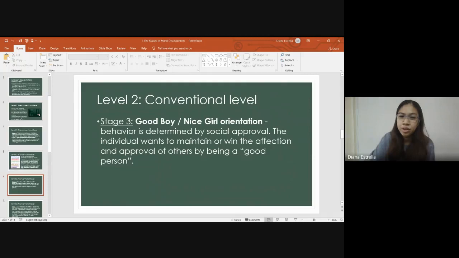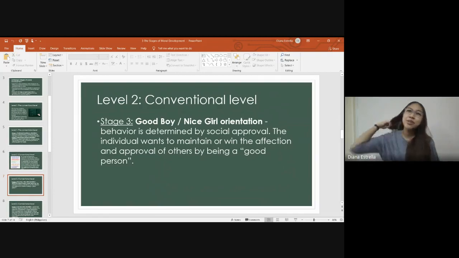So for stage three, it's a good boy, nice girl orientation. No. You do something because gusto mo ng approval ng ibang tao. Okay? You want to be considered as a good person, a good boy or a good girl, no, sa paningin ng ibang tao. No, for example, sa nanay mo, ay maghugas ako ng pinggan. Parang may gumagawa nun. Ay maghugas ako ng pinggan kasi, para mabait ako kay mama. Ganyan. Parang ako yung mabait na anak. Ganyan. Okay. So yun yan.